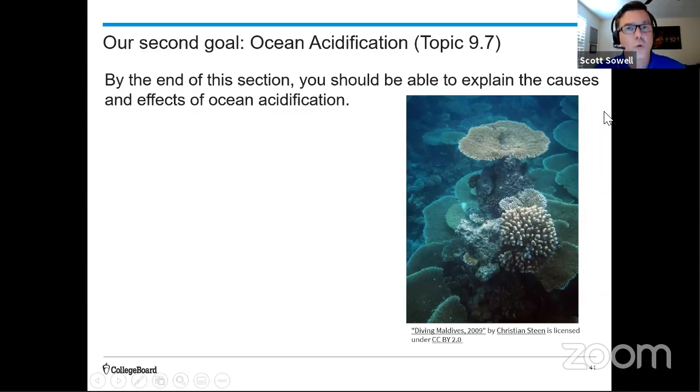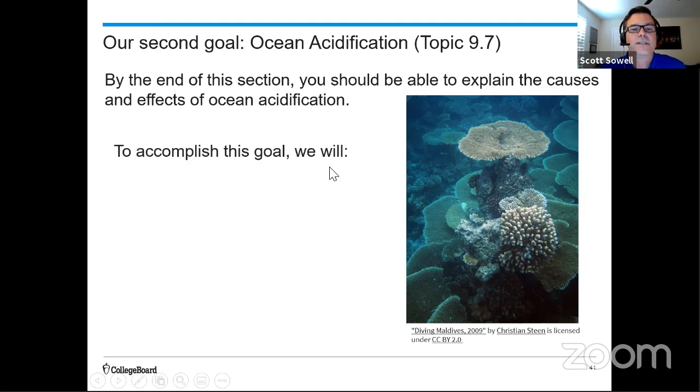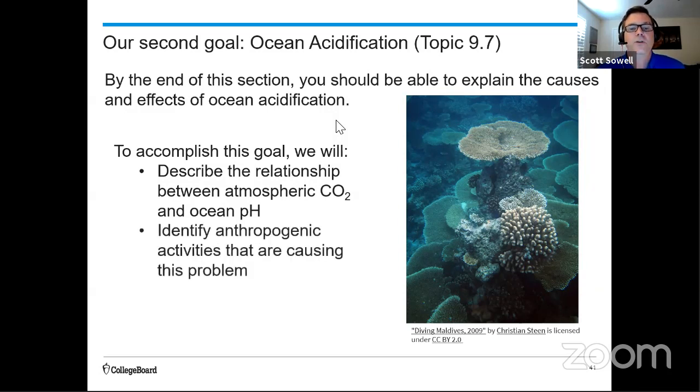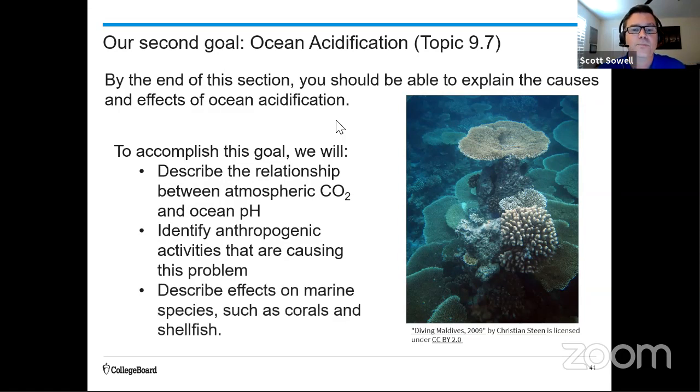So that's ocean warming, and our phenomenon that we really anchored that on is coral bleaching. Now we're going to look at our second topic, 9.7, and this is on ocean acidification, and the goal is for you to explain the causes and effects of ocean acidification. So to get there, we're going to first describe the relationship between carbon dioxide and the acidity of the ocean. And then we'll look at some anthropogenic activities that are causing this problem, and then look at some very specific effects, again, looking at corals and some other shellfish.